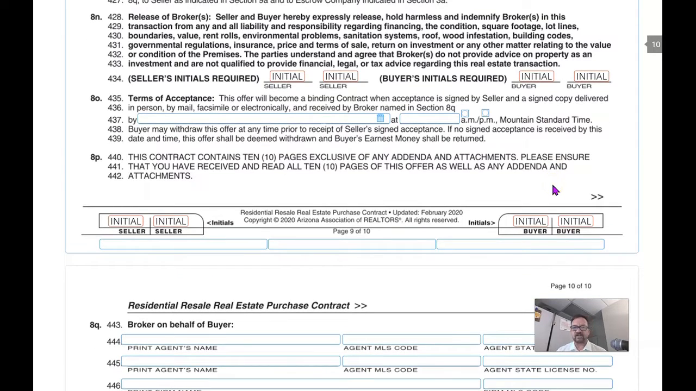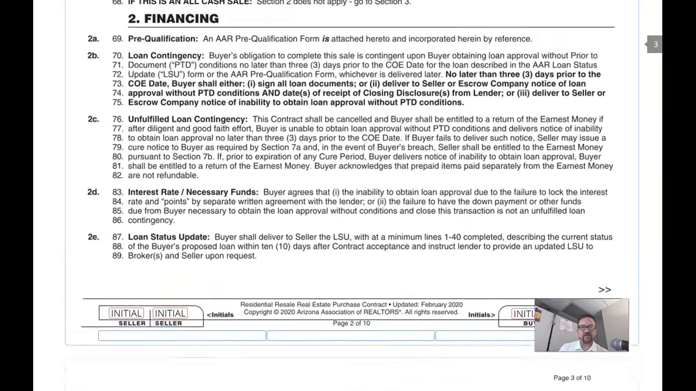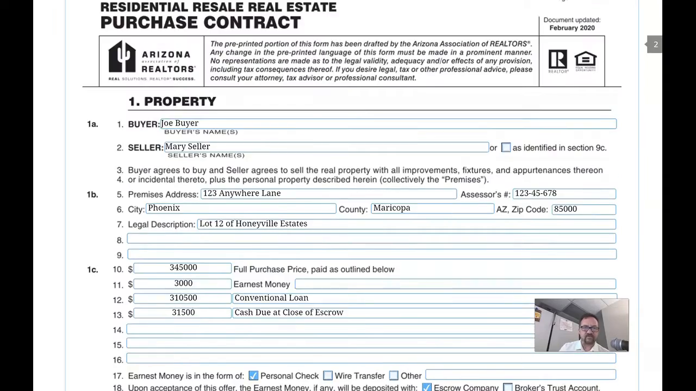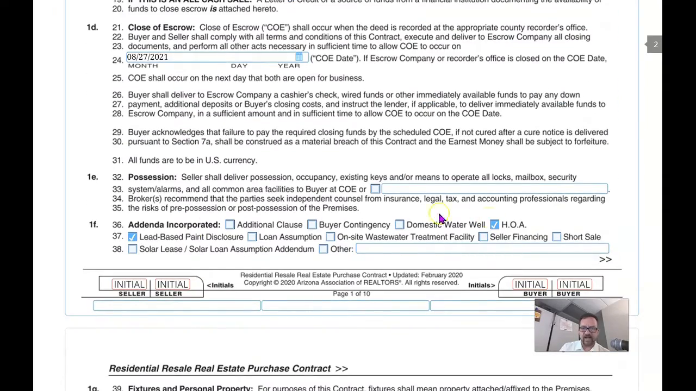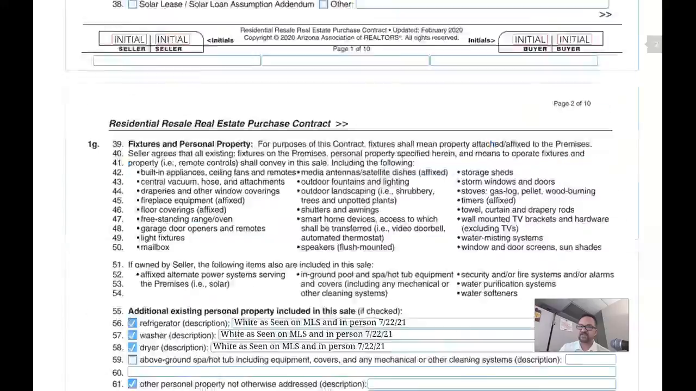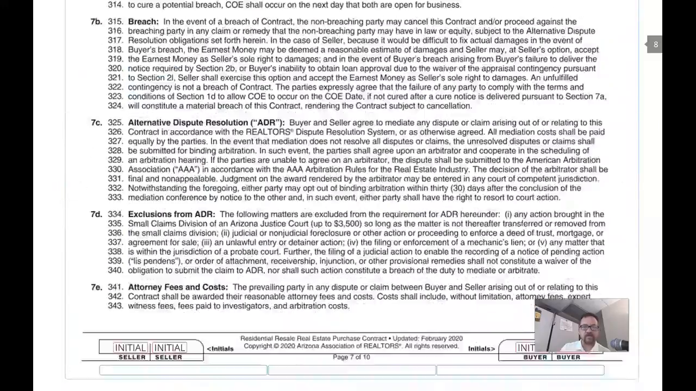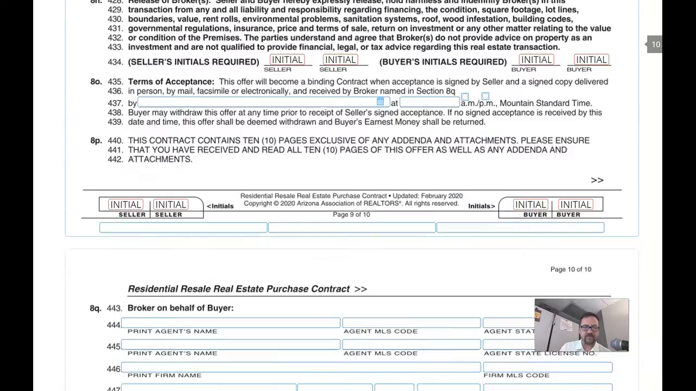And then 8P, this contract contains 10 pages exclusive of any addendum and attachments. Make sure that you have received and read all 10, and of this offer as well as any addendum or attachments. Just calling it out to make sure everyone remembers there are 10 pages involved. Do you have all 10 pages? Way back here on the first page, was there a call out that there were extra addendums coming in, like HOA, lead-based paint? So if you're looking at this and you go, I'm counting 10 pages and I don't see an HOA and lead-based paint disclosure, you're missing parts. All right. So that wraps up the end of that page.